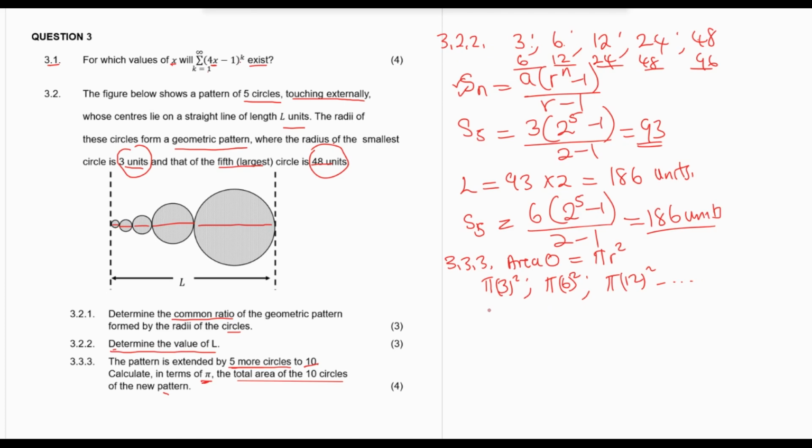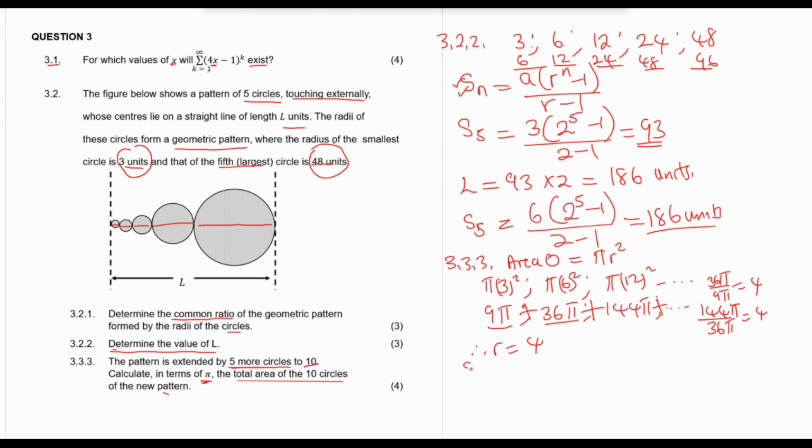Let's check what we have here. We have 9 pi, then 36 pi, then 144 pi. It goes on like that. It's a new series. Calculate in terms of pi the total area, so we're adding these. It's a series. If you say 36 pi divided by 9 pi, you get 4. Even 144 pi divided by 36 pi, you get 4. So it means r is equal to 4.